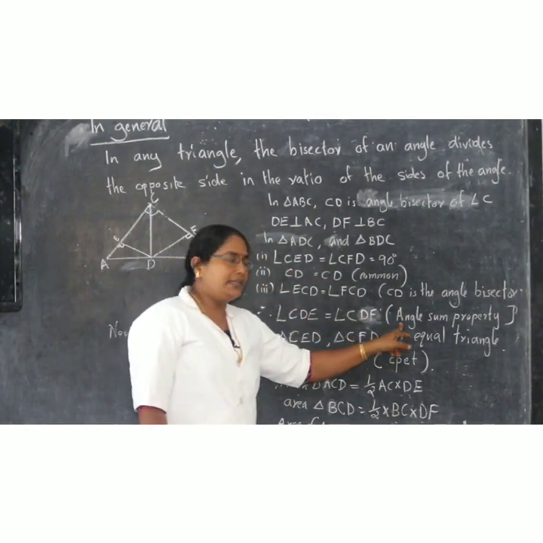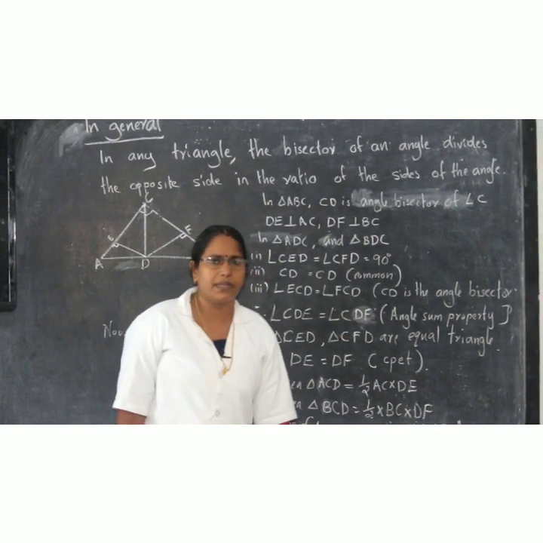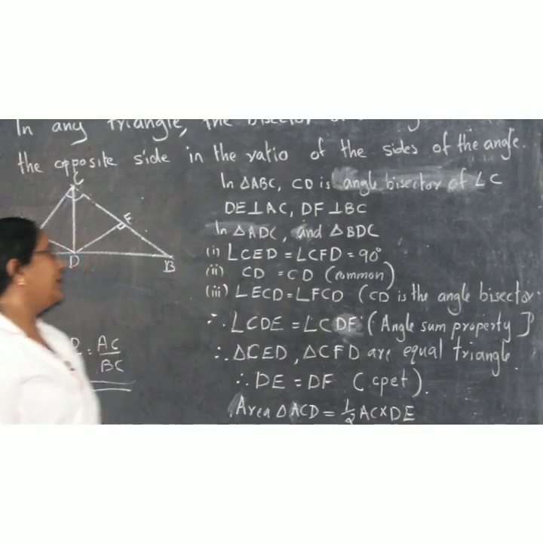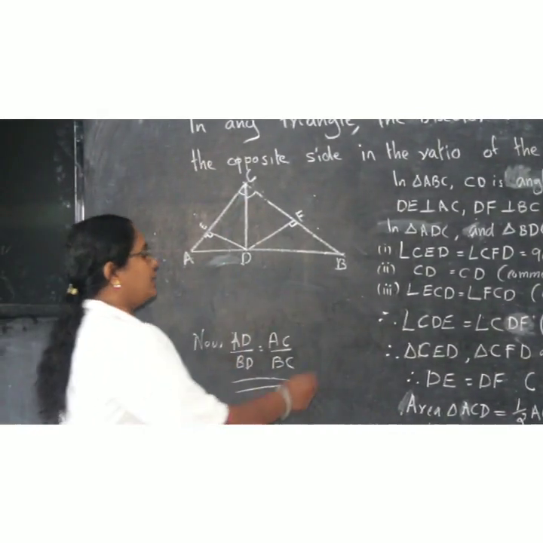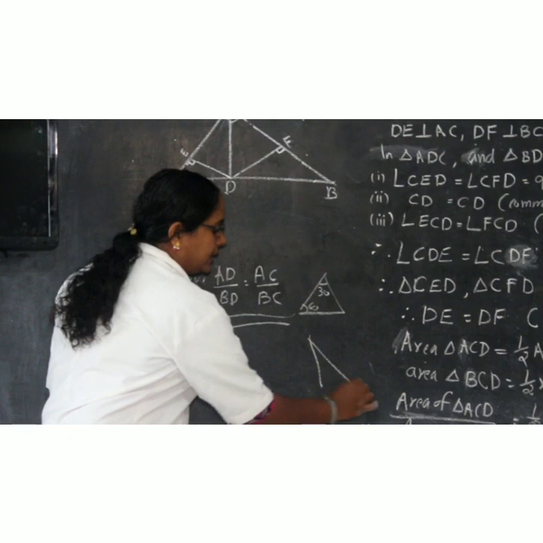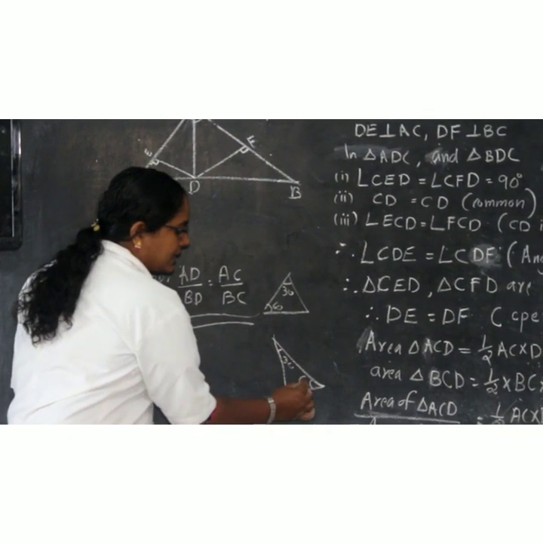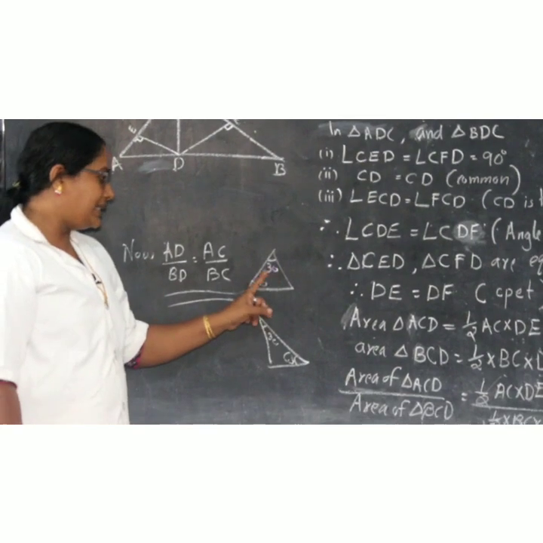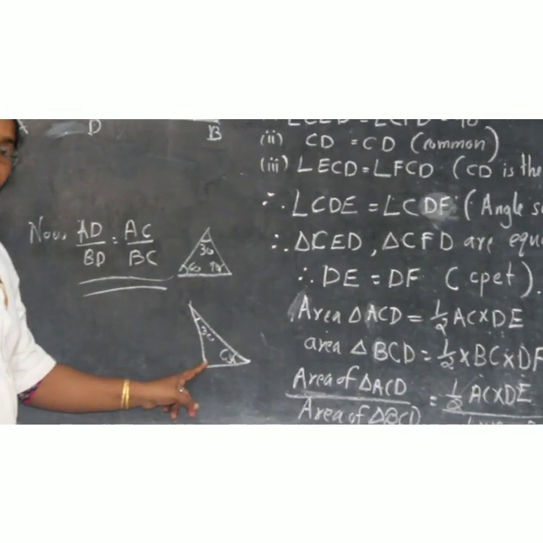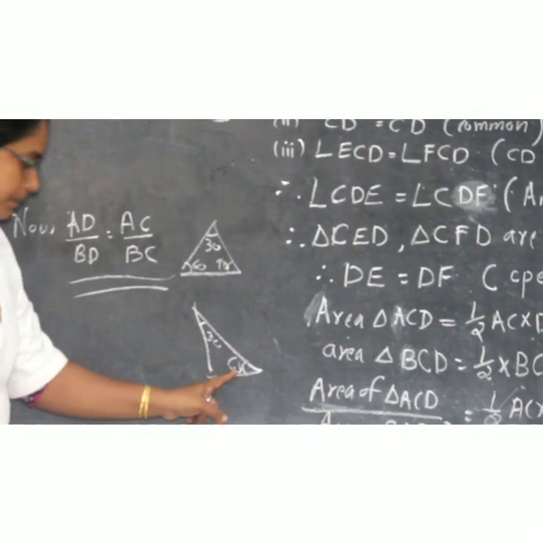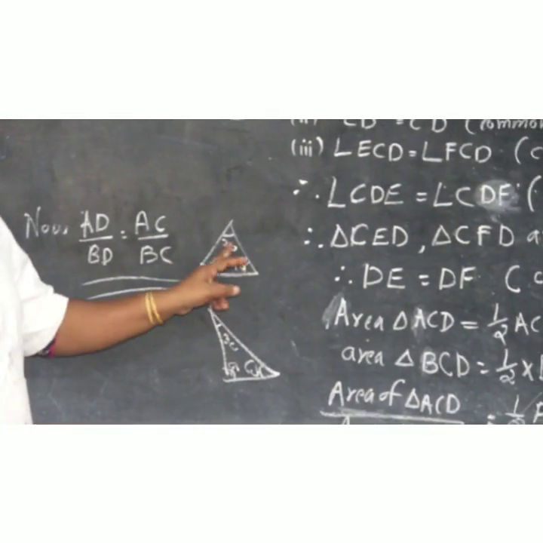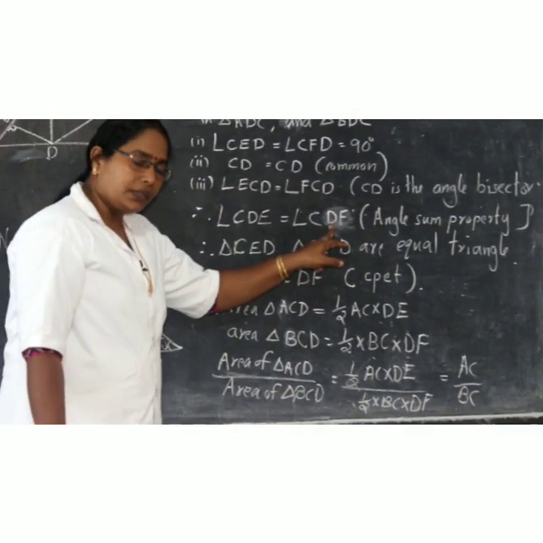Reason: angle sum property. What is the angle sum property? The sum of the angles of a triangle is always 180 degrees. For example, in one triangle two angles are 60 and 30, and in another triangle two angles are 30 and 60. What is the third angle? 180 minus 60 minus 30, that is 180 minus 90, so 90 degrees. Therefore, using the angle sum property, the third angle is also equal.